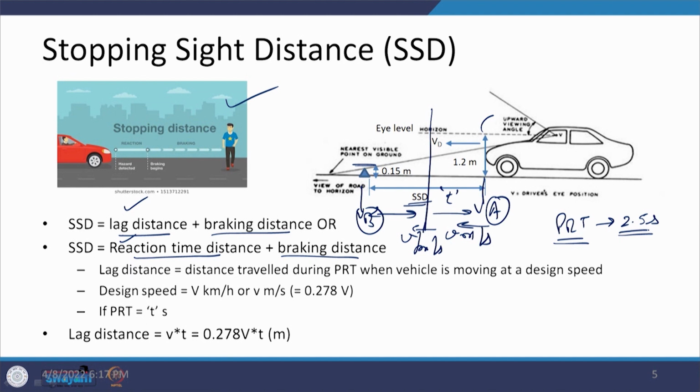So, in this condition, the lag distance is the distance travelled during PRT at a design speed for the facility. If the design speed is given in terms of V kilometers per hour, where V is capital, or meter per second where v is small, which we can transform as 0.278 into V, and PRT is t seconds, then the lag distance is, in a simpler form, small v into t. So, your seconds cancel by themselves and you are left with the distance in meters, or otherwise 0.278 into capital V into t, and that again gives you the value in meters.